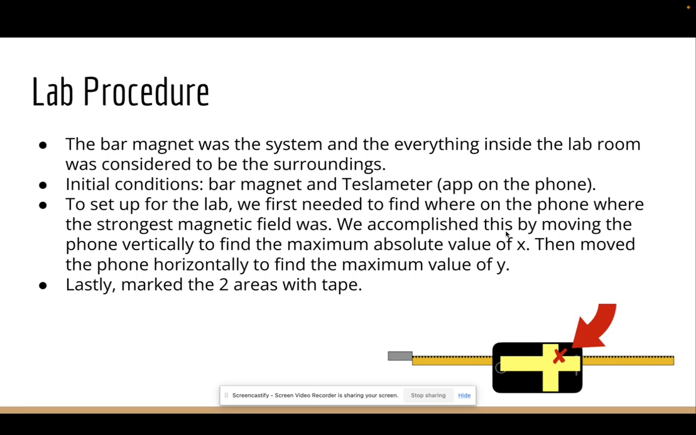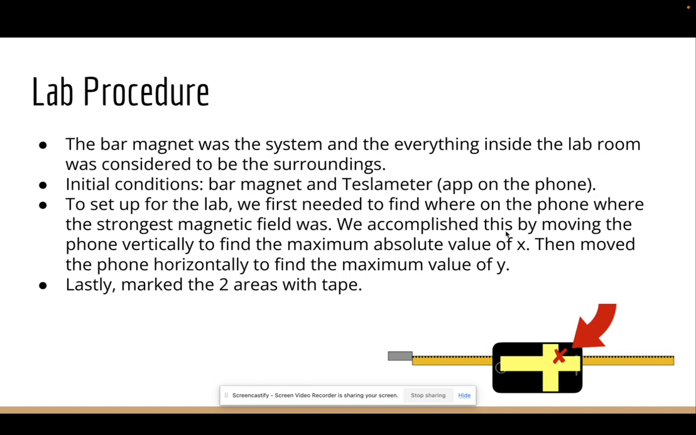The lab procedure. The bar magnet was the system, and everything else inside the lab room is considered to be the surroundings. Initial conditions: bar magnet and the Tesla meter, the app on the phone.